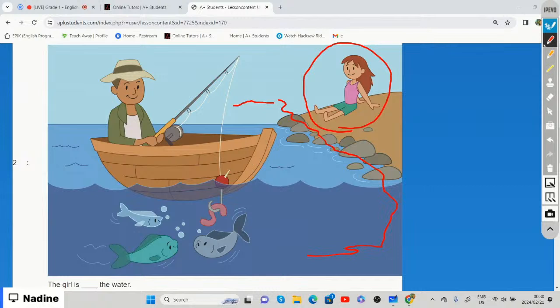All right, we can say she's beside the water. Beside is also a preposition, yes. So we can either say she's beside the water or we can just say she is by the water. Next to is also correct, because here we have the water and she's basically just next to the water, right?